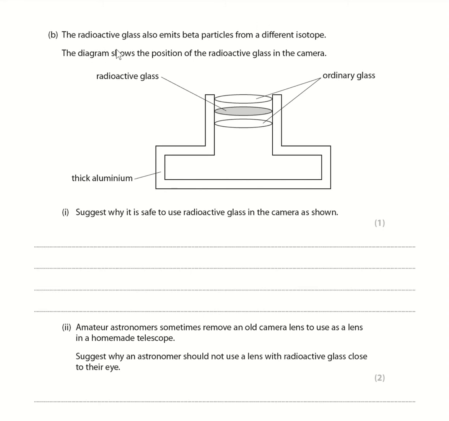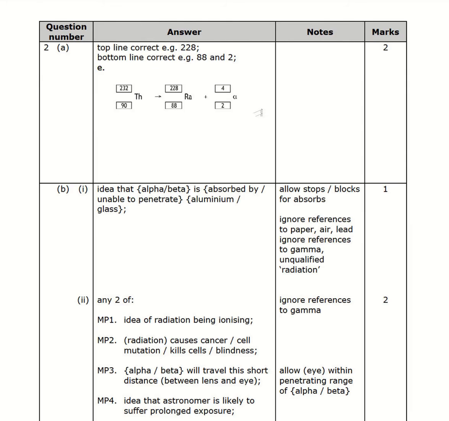The diagram shows the position of the radioactive glass in the camera. This is why it is safe to use radioactive glass in the camera as shown, because the ordinary glass and the thick aluminium will absorb the beta particles. Idea that alpha or beta is absorbed by, or unable to penetrate, aluminium or the glass.